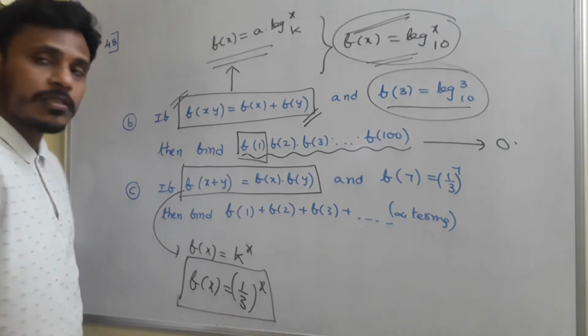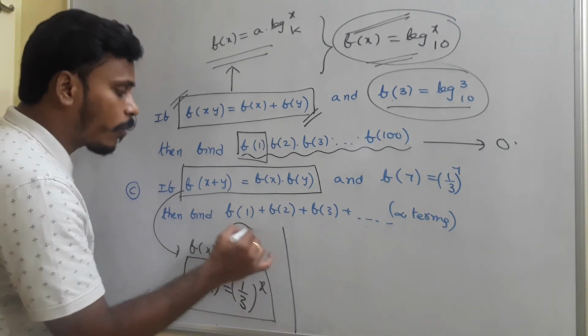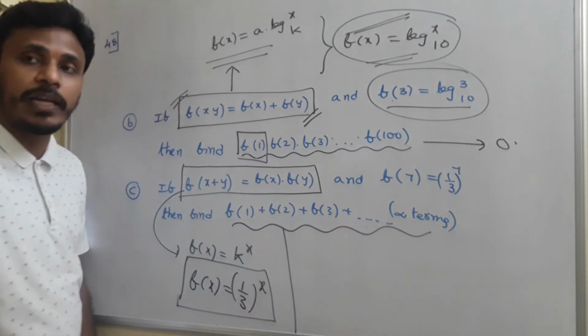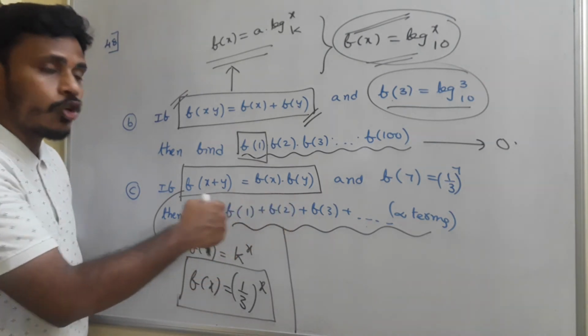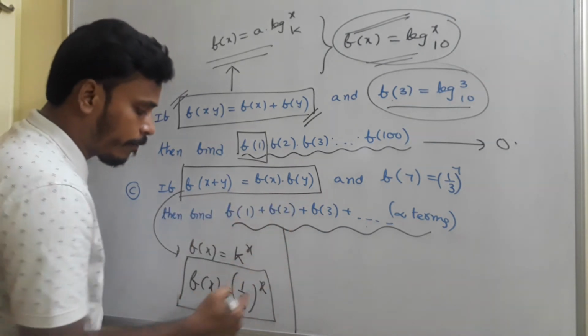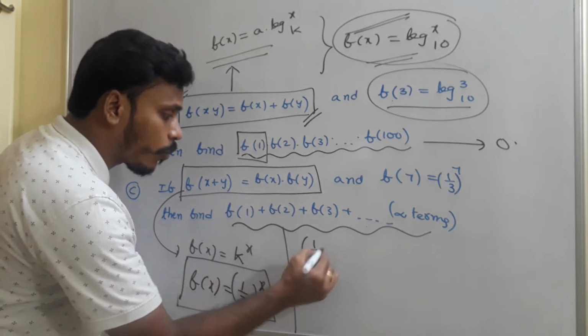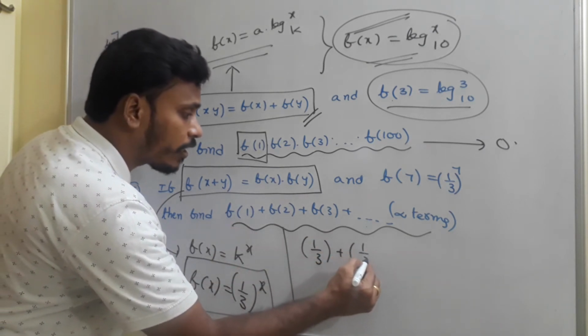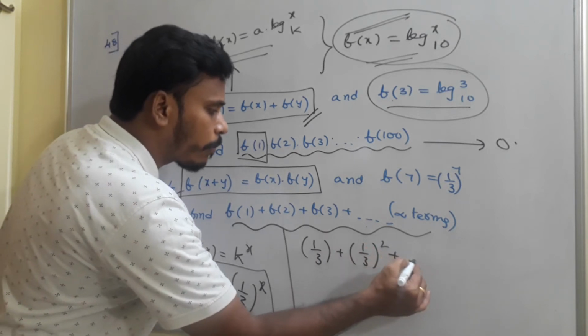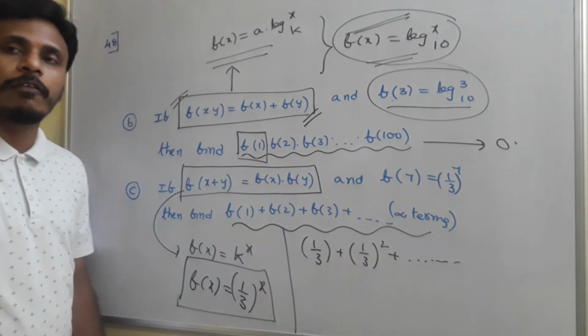So now f of x is equal to (1/3)^x. What can you say about the sum of these infinite terms? We need to calculate all these things. f of 1: f of x is (1/3)^x, so f of 1 is 1/3 power 1, f of 2 is 1/3 square, f of 3 is 1/3 cube, and so on up to infinite terms.